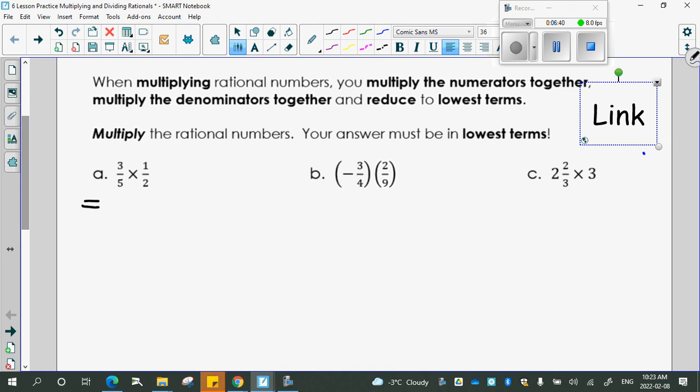Okay, 3/5 times 1/2, or 3/5 of a half. Multiply the numerators together, 3 times 1. Multiply the denominators together, 5 times 2, 3/10. See if you can reduce. Can you reduce? No, you're done. Okay? Next one. All right, so that negative sign sticking out front.